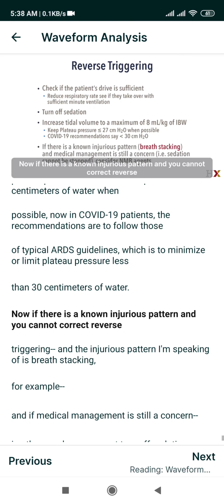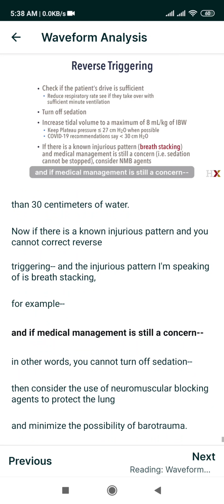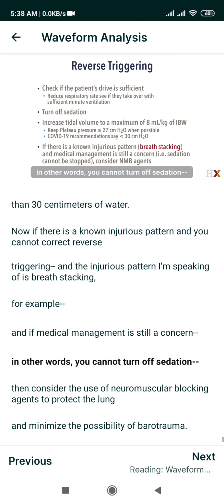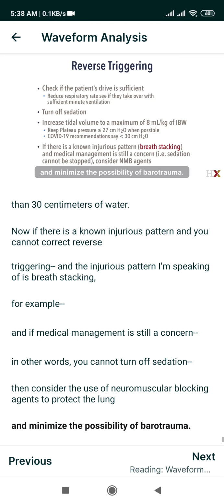Now, if there is a known injurious pattern and you cannot correct reverse triggering, and the injurious pattern I'm speaking of is breath stacking, for example, and if medical management is still a concern, in other words, you cannot turn off sedation, then consider the use of neuromuscular blocking agents to protect the lung and minimize the possibility of barotrauma.